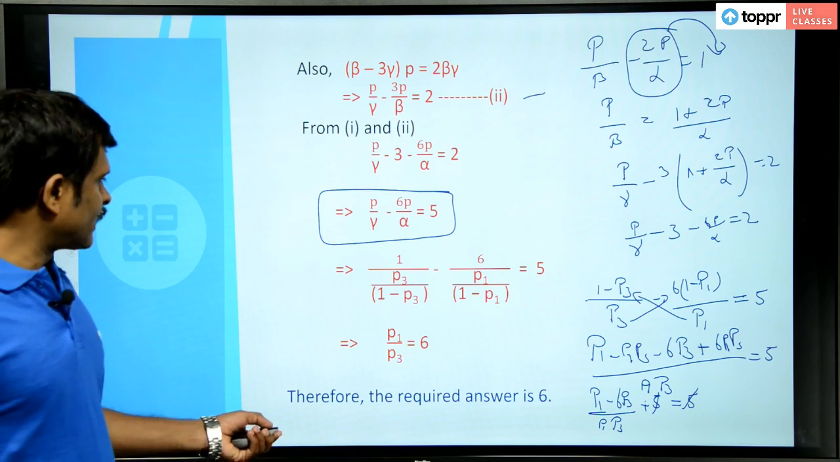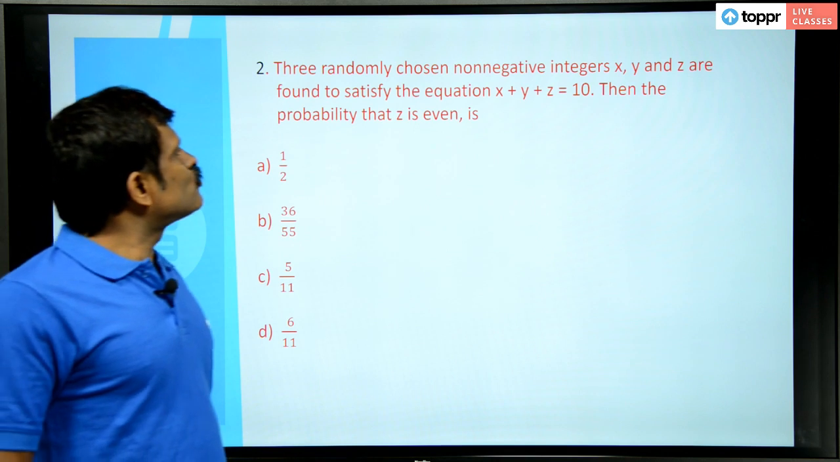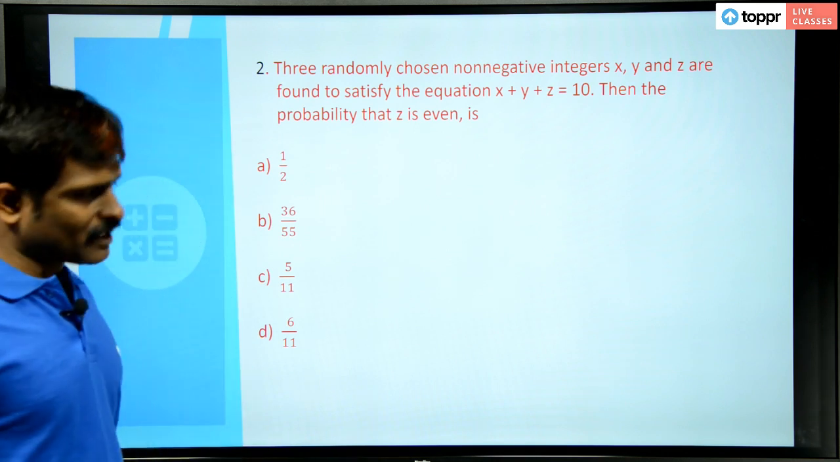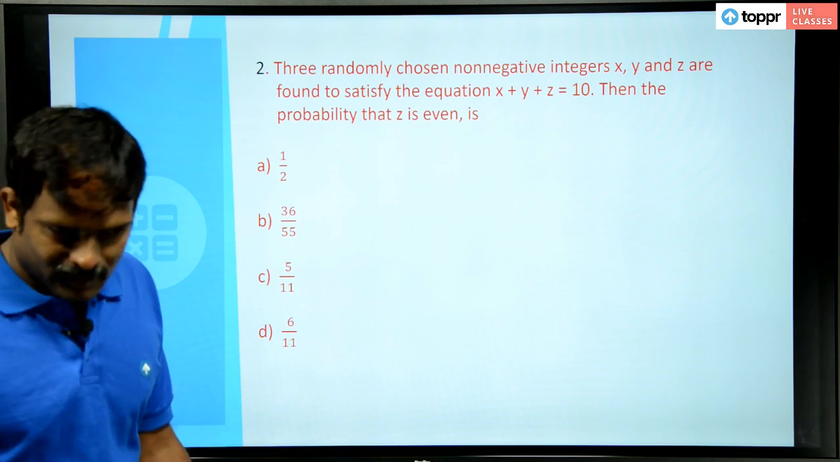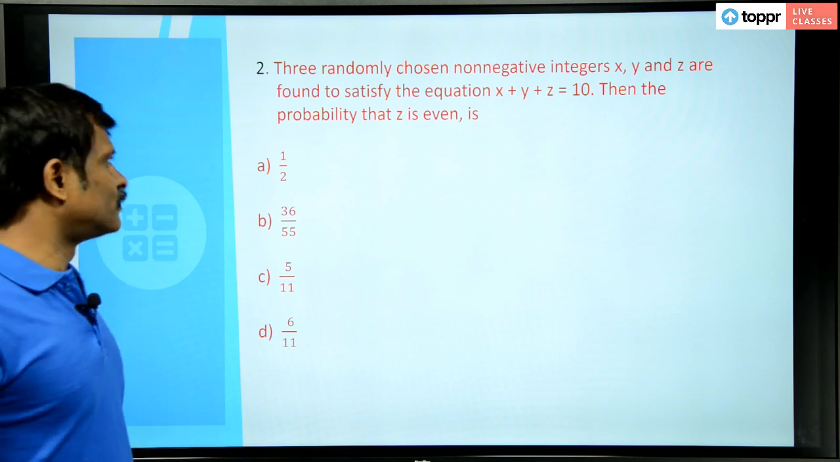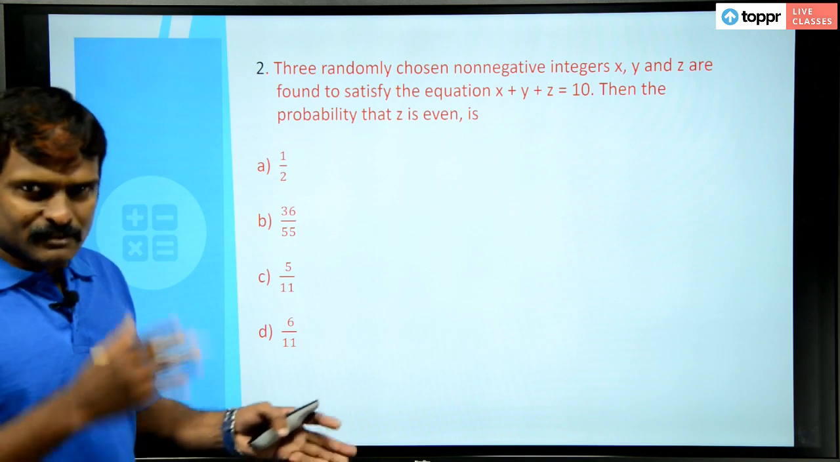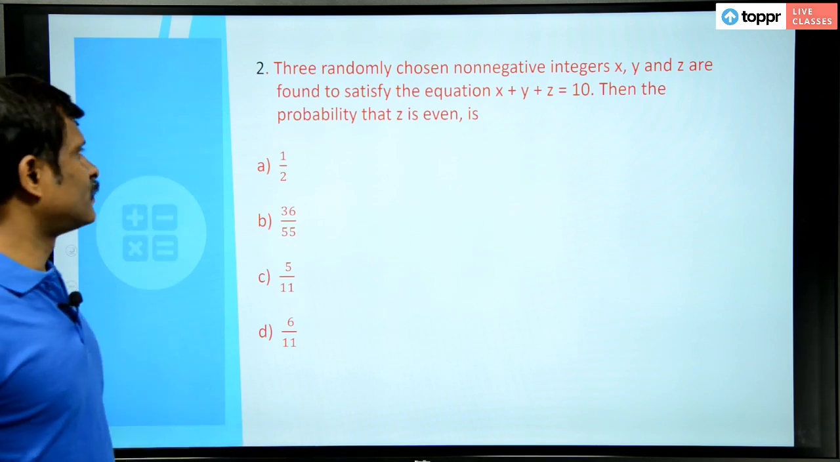Let us go to the second question. 3 randomly chosen non-negative integers. What are non-negative integers? Non-negative is not 1, 2, 3, it is from 0, 1, 2, 3, because I am not saying positive integers. If I say positive, then you have to start from 1, but I am saying non-negative integers, so you have to start from 0, 0, 1, 2, 3 and so on.